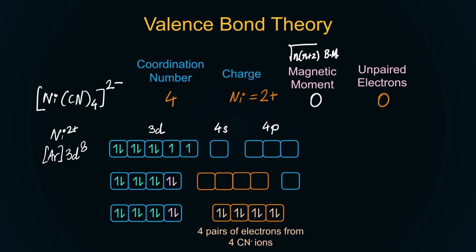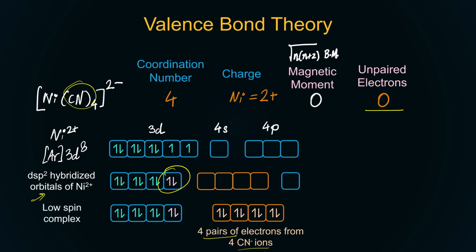Why did I do this though? Because I know for a fact that there are zero unpaired electrons, and that makes sense if we do this. And then the rest of it is all right. These cyanide ions all give 4 pairs of electrons, and everyone's happy. These are dsp2 hybridized orbitals of Ni2+, and this is a low spin complex. Now you see why I call this low spin and that high spin. This is pretty awesome, and you're able to see that this forms a square planar complex because it is dsp2.